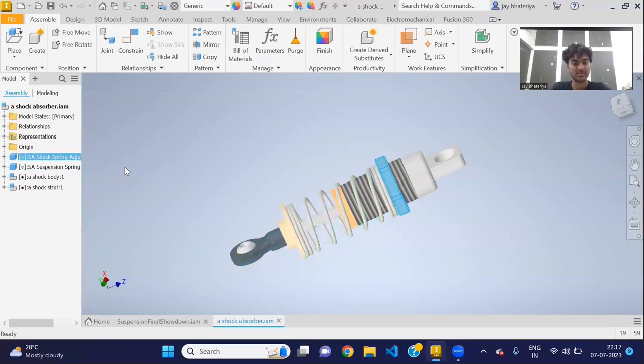Finally, the shock spring adjustment nut is responsible for adjusting the preload on the suspension spring. By turning the nut, you can increase or decrease the tension on the spring, which affects the stiffness and overall performance of the shock absorber.